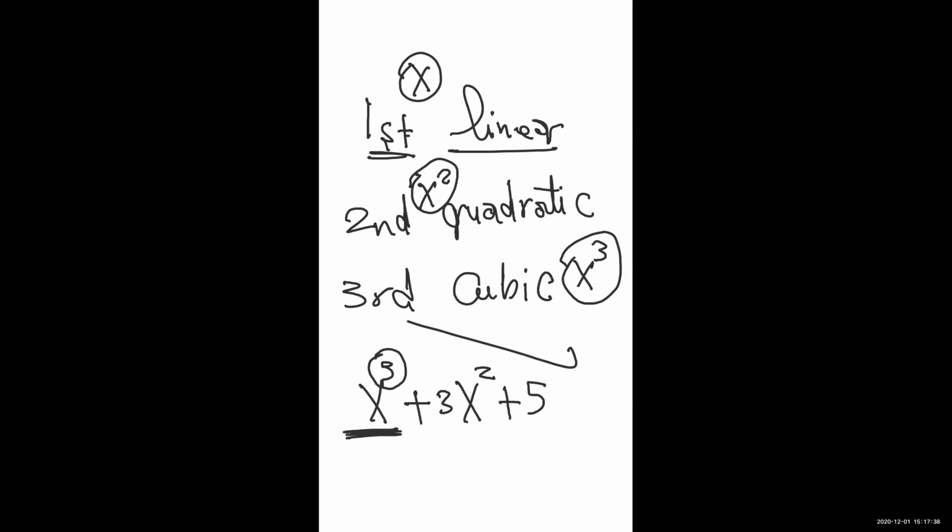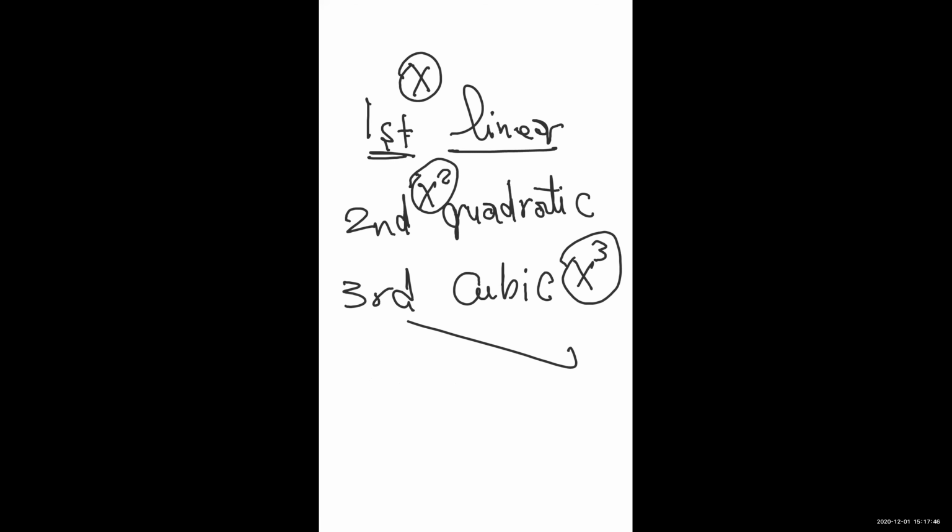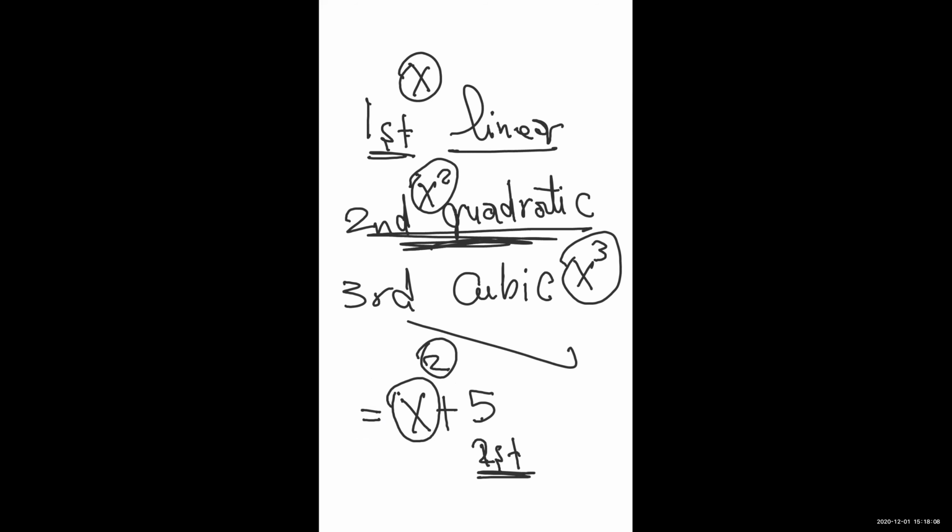If it's first, only x, like this, f of x equals x plus 5, the highest power here is 1. So this one is first degree, so linear. If the power is x power 2, so second degree, quadratic. Okay, now it's clear? Yeah, it's clear.